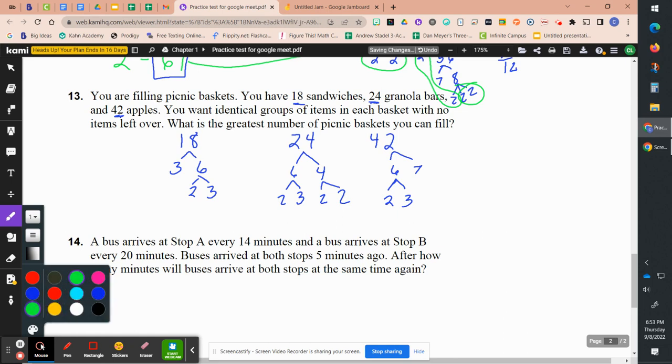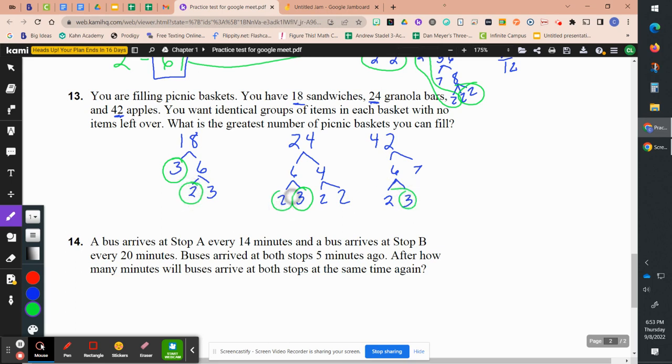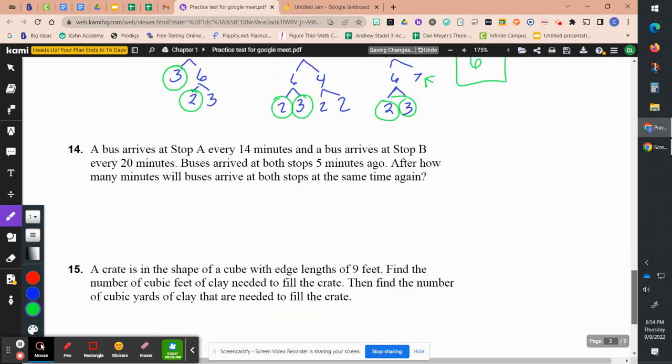Okay, so what I'm seeing here is I see at least one 3 in every prime factorization. Then I'm also seeing that every prime factorization also has a 2. But does every prime factorization have another 3? Nope. And we also have this 7 hanging out here that doesn't have any factors in common either. So the biggest factor they all have in common is 2 times 3, which is 6. You can make 6 exactly the same picnic baskets.